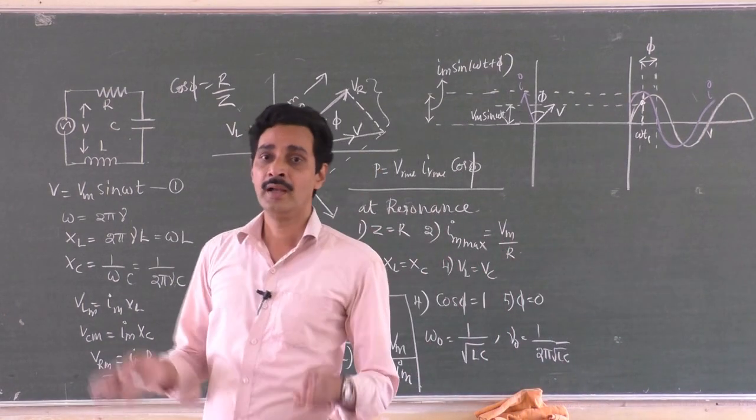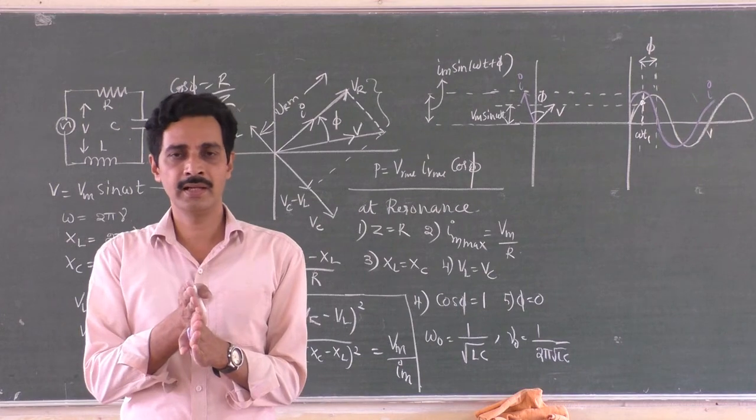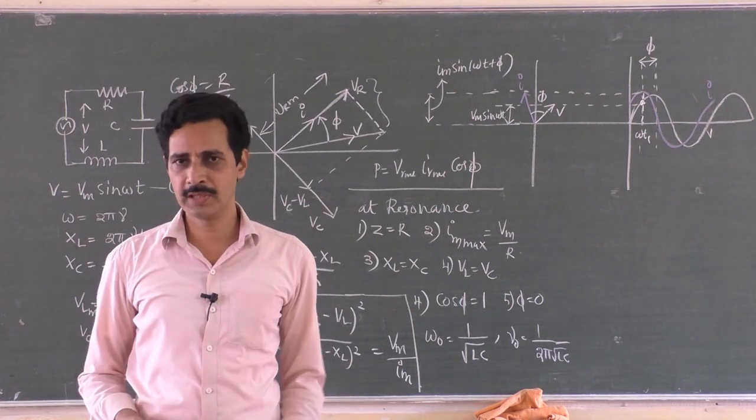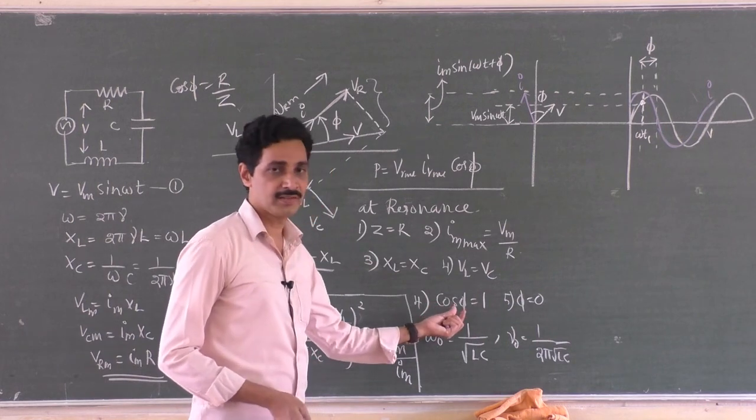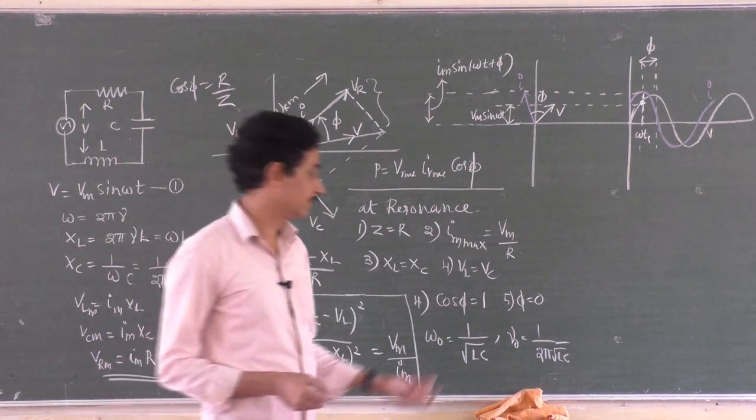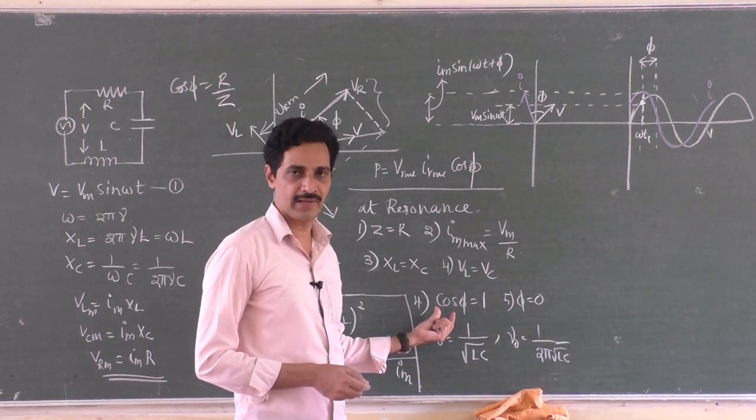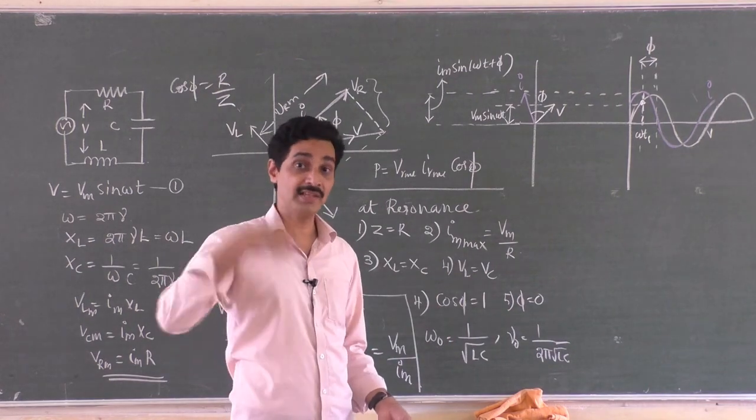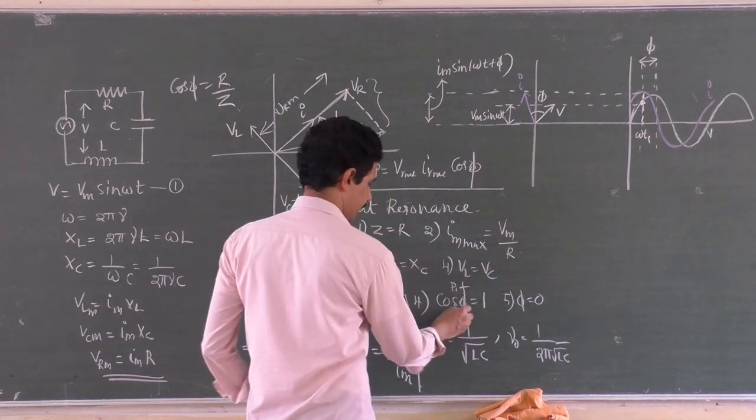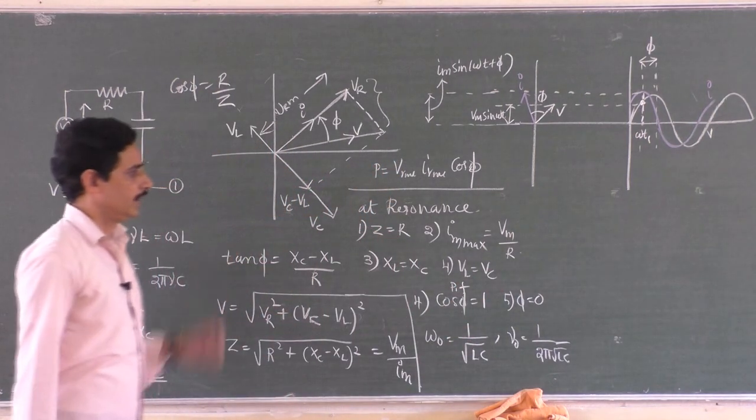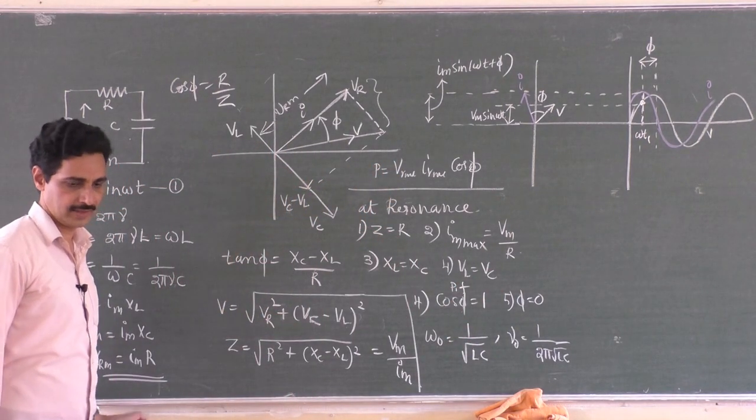At resonance, both current and voltage will be in phase. The circuit becomes purely resistive, and the power factor becomes 1. The phase difference becomes 0. So you know the difference between cos phi and phi. Phi is the phase difference, cos phi is the power factor. So this is called power factor, but phi is only the phase difference. Okay, now we will go to that important factor.